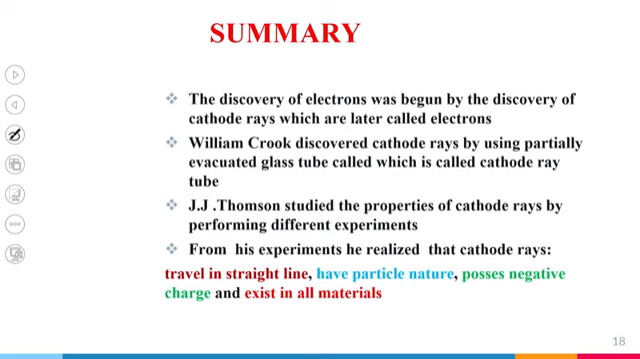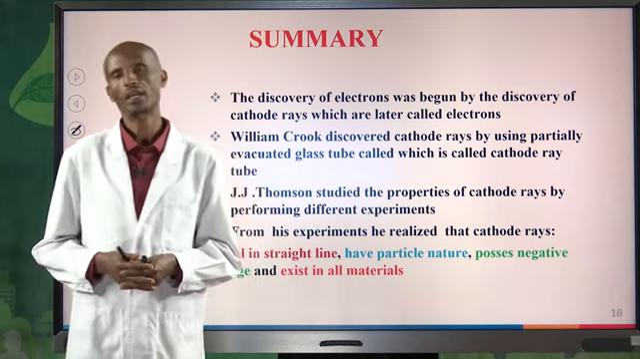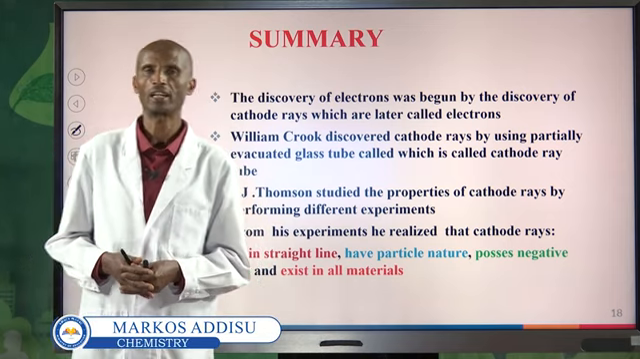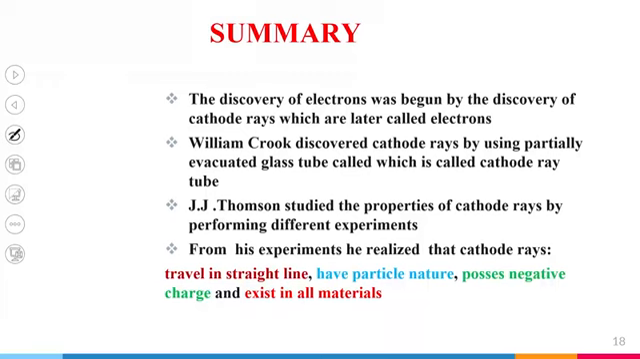From his experiment, he determined that the cathode rays travel only in a straight line. They possess mass or kinetic energy, and also they have negative charge, or they are negatively charged particles. And finally, they exist in all materials. So from his experiment, he realized the cathode rays have these properties.